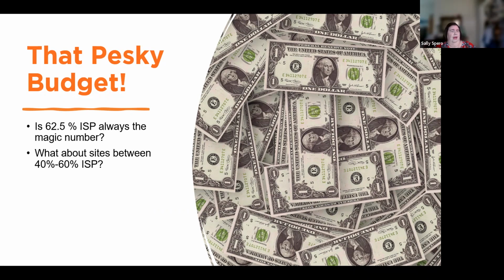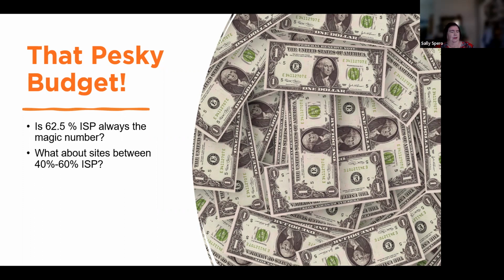So if you have 62.5 and you multiply that times 1.6, you're going to get the number 100. So if you have sites that are 62.5% ISP, you're going to get 100% free. And that's really great. You can stop doing math for a while. But probably you're going to find out that you have some sites that are between 40% and 60%. So what to do about those?